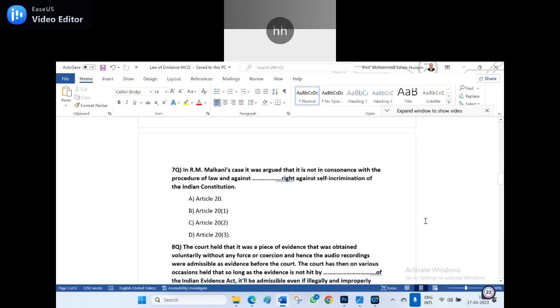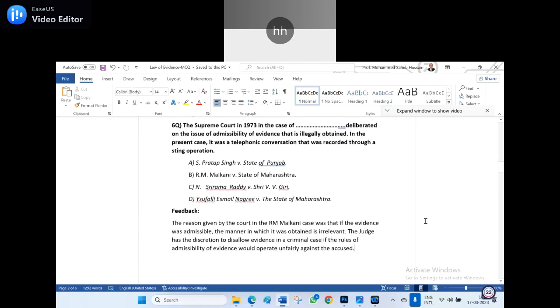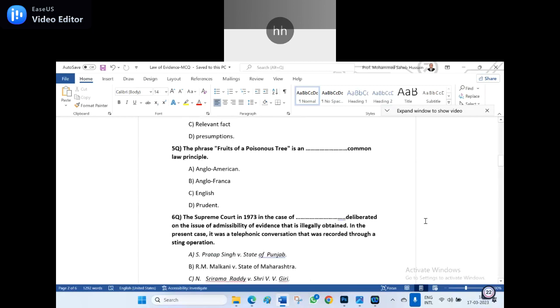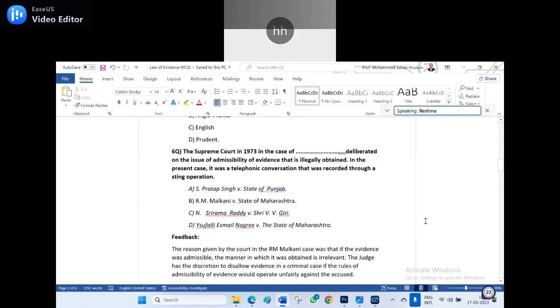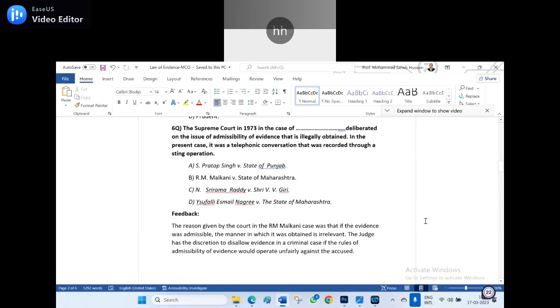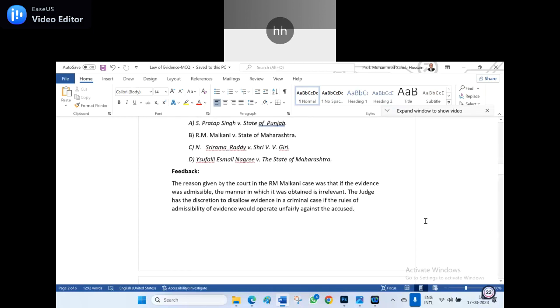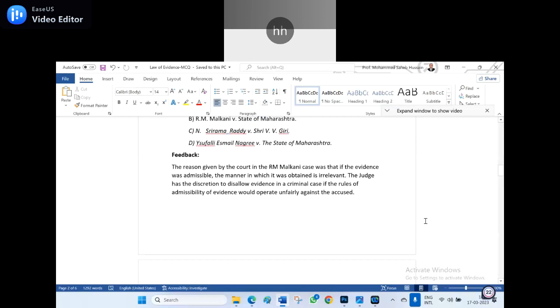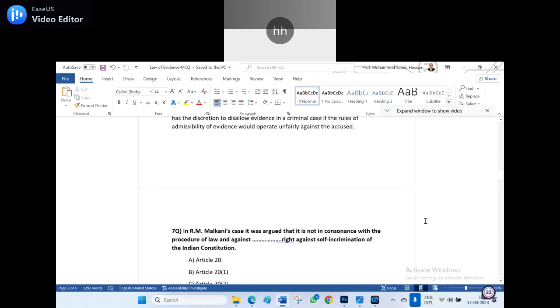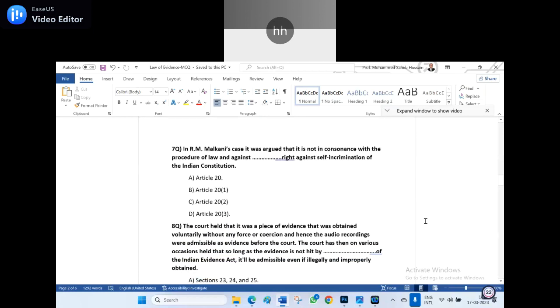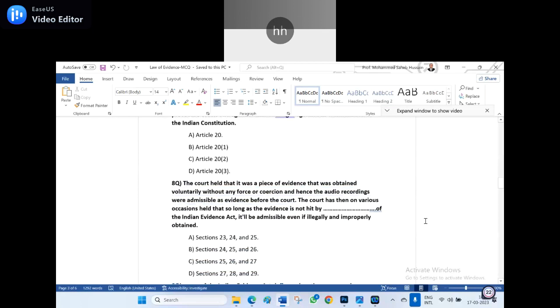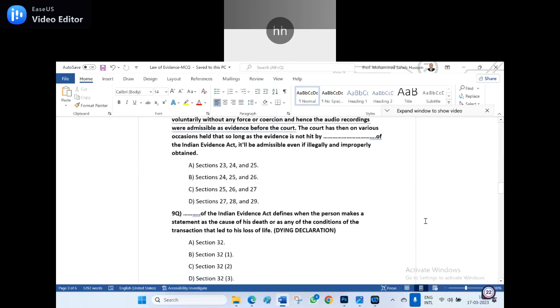So this doctrine, I am reading it for the first time. I did not know this doctrine, the fruits of the poisonous tree. This is the first time I come across this doctrine. In the syllabus also, I think you don't read it, and I don't think it is in the book either. Anyway, let us see that, because when I was referring, I found it. So now let us go to the ninth question.